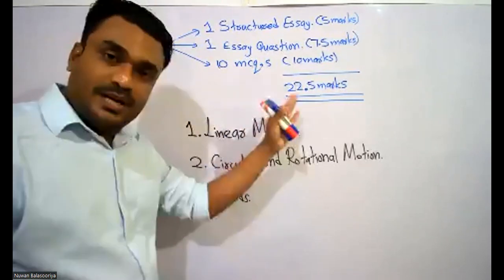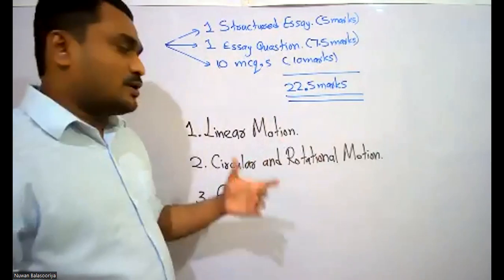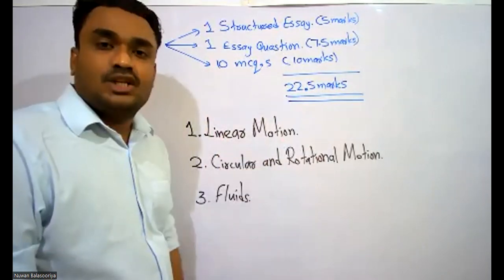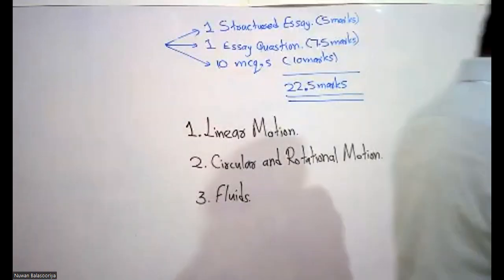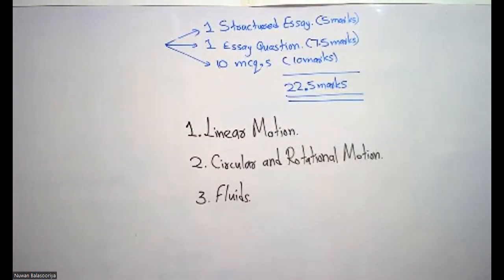So your heading should be mechanics lesson. Under that, please write mechanics has 3 major sections. Put 1, 2, 3 and write these: linear motion, circular and rotational motion, and fluids. Okay, dear?